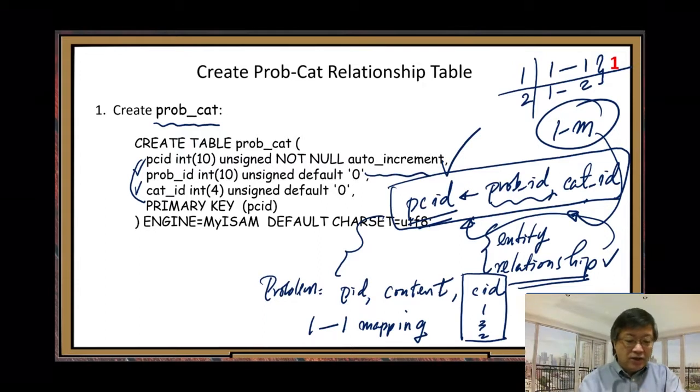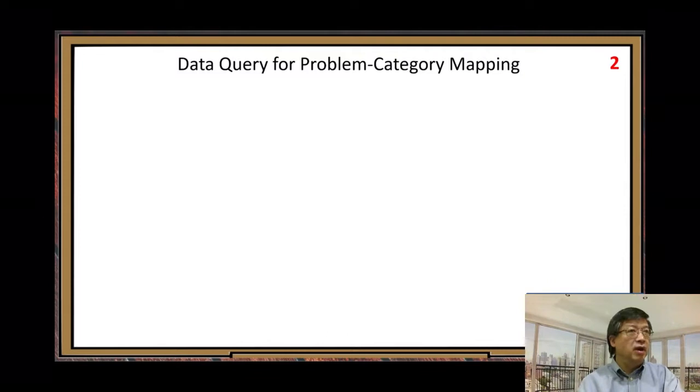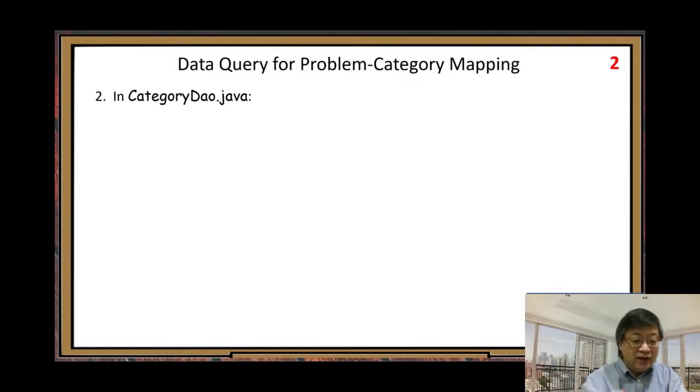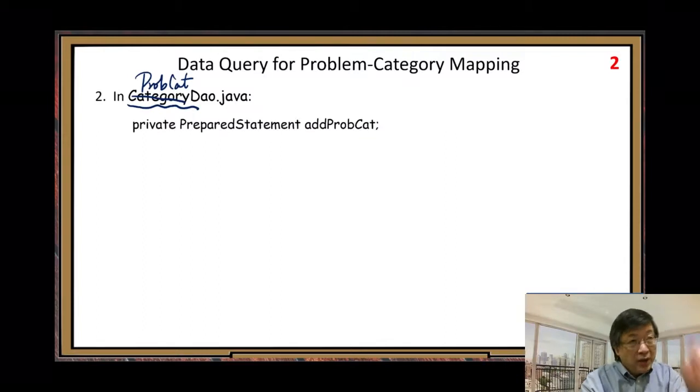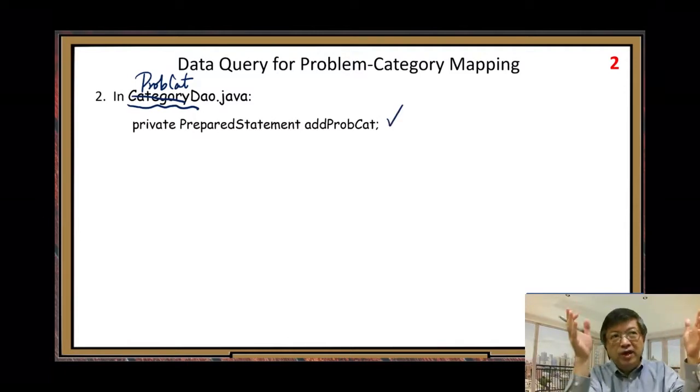All right, so next, let us work on the DAO part. Because this is a new table, I would like to create a new DAO class. This should be changed to prob cat DAO. I forgot to change it. ProbCatDAO.java. So let us create this new Java class. In it, we first need to prepare a statement: add prob cat, add a new row, insert statement.